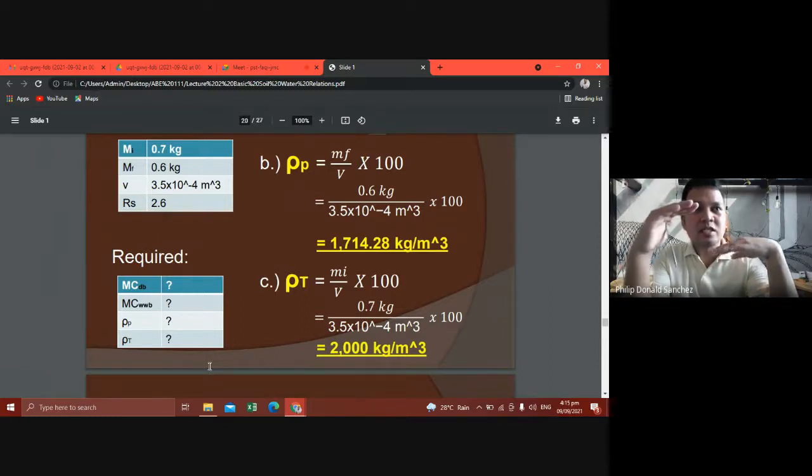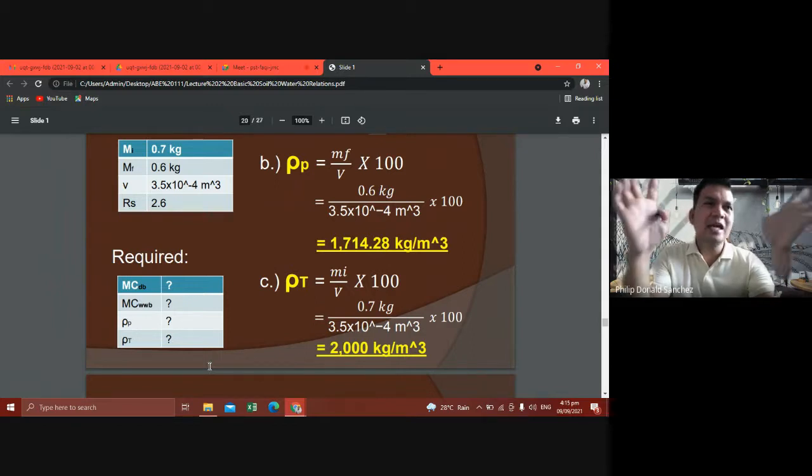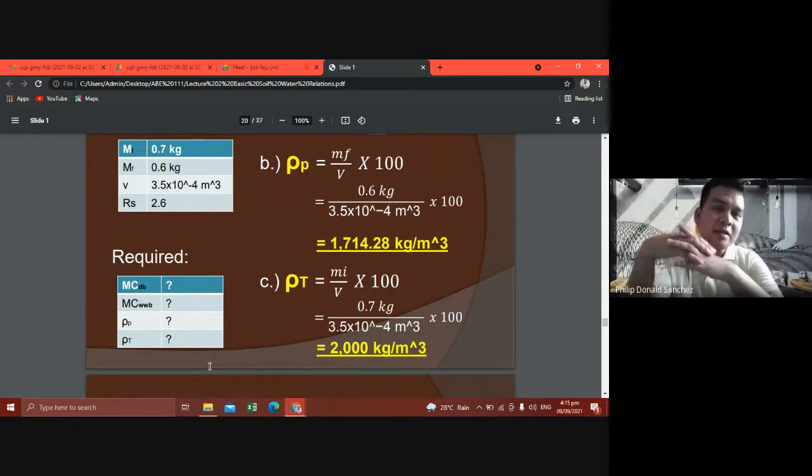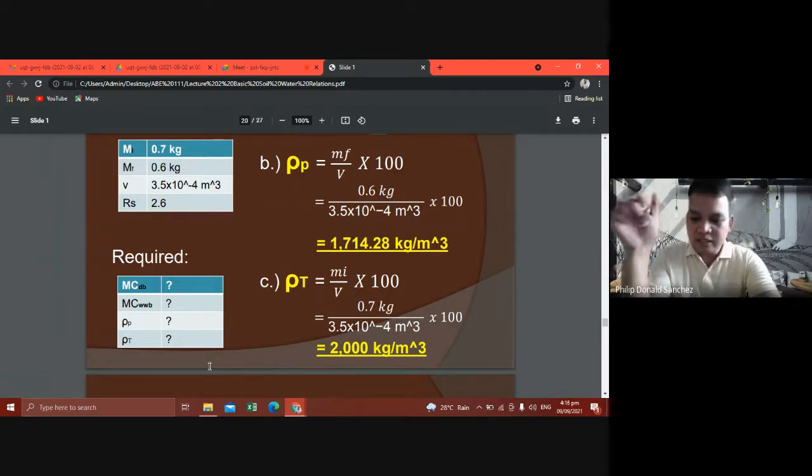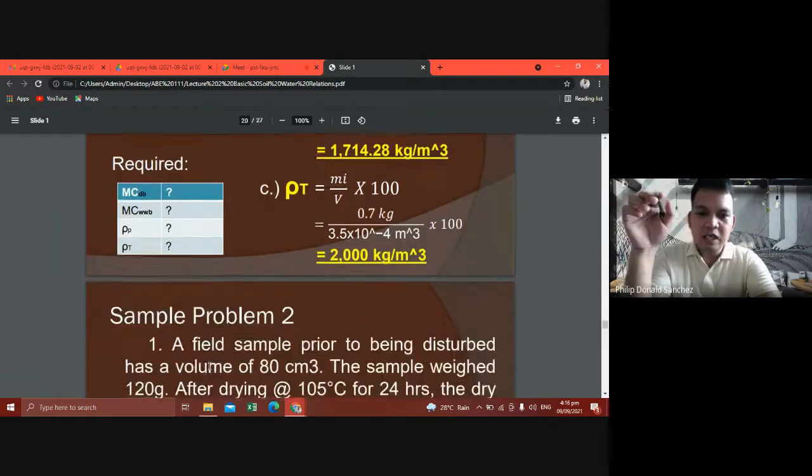But the soil filled from the bottom is just 0.3 meter. The length is 0.5, but the soil fills the cylinder only 0.3. Meaning, you use only 0.3 as your length, and that becomes the volume, times the area of your cylinder. So it is different, guys. Just be able to conceptualize the problems. Okay? So you have addressed true density and particle density.